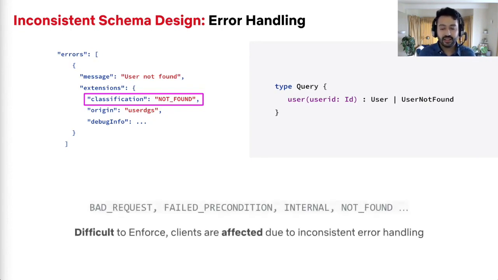But I think when you have 159 teams working on the graph at the same time, it's difficult to enforce one approach or the other. So teams kind of use different approaches. And who is affected by this? The clients. Because they can't reuse their code for error handling across different features. And we see the same pattern across other API design things like pagination.